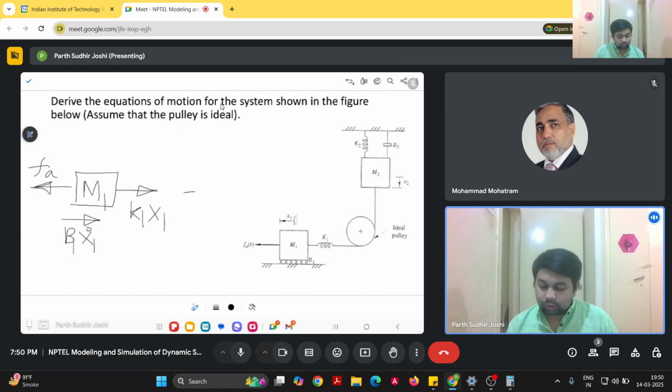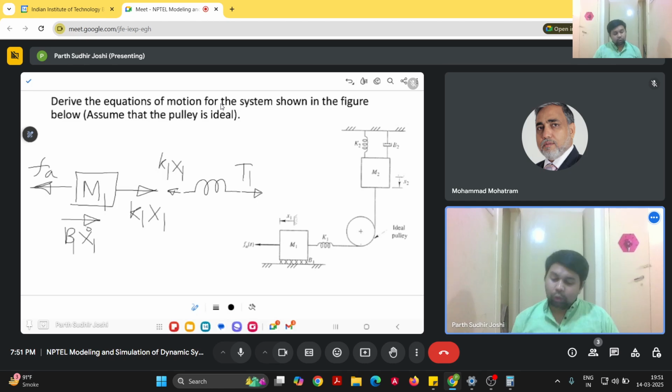Now for the spring, one end is connected to the pulley, so let us say there is a tension T1. Because if we assume this spring to be massless, then k1 x1 will be equal to tension T1. Otherwise, if it is not a massless spring, then the tensions on both ends will not be the same.